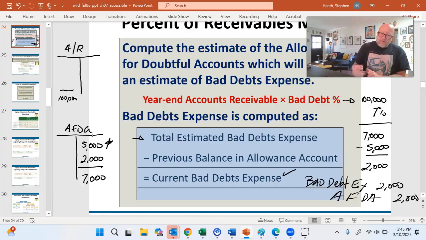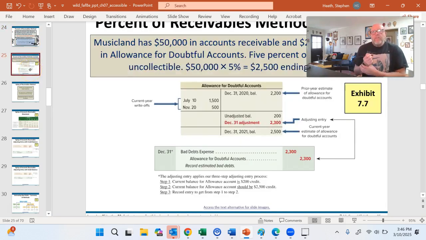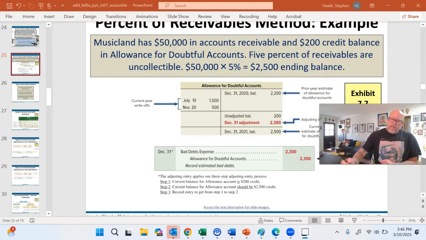We are saying the current year's bad debt expense is the total estimated uncollectible amount less the previous allowance for doubtful accounts. The book has an example, and in the book's example is basically saying, hey, listen, we have 50,000 in accounts receivable, all right? And we have $200 in the allowance for doubtful accounts. That's this 200. Okay? Then what we're saying in this particular slide, 5% of total receivables are uncollectible, right?